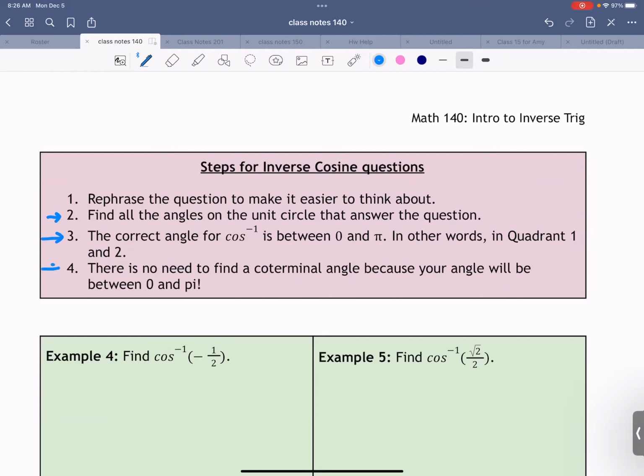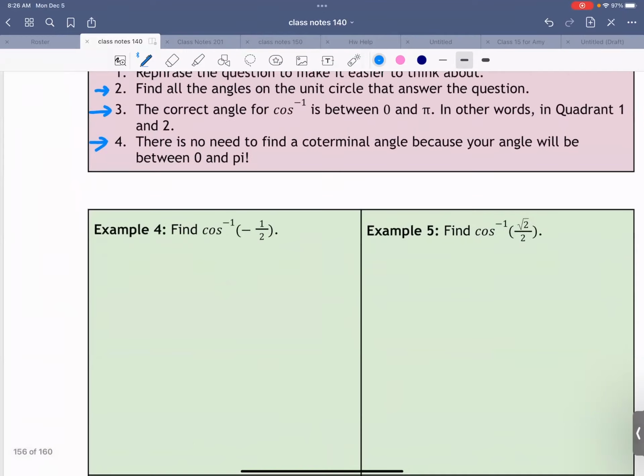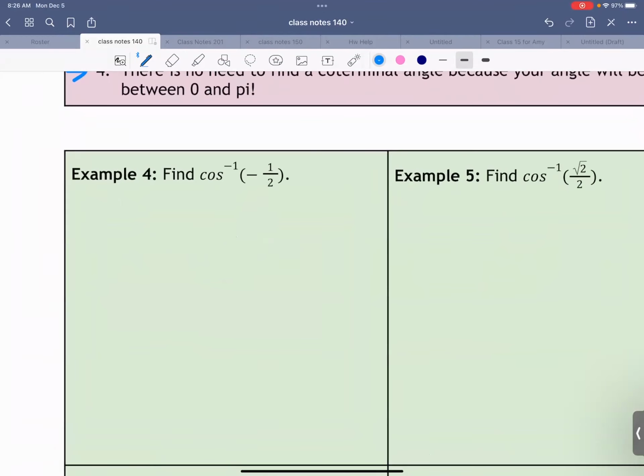Okay. Step 4, we actually don't need to find a coterminal angle, and I think it will make a little bit more sense when we do an example. So there actually is no step 4 here. Okay. Let's do an example, and hopefully this will make a little bit more sense. Let's say I wanted to find the inverse cosine of -1/2.